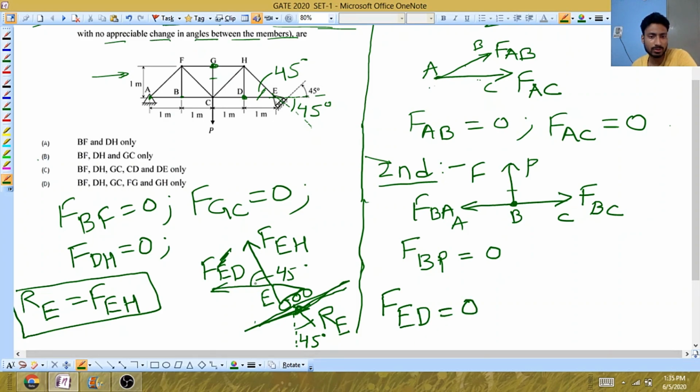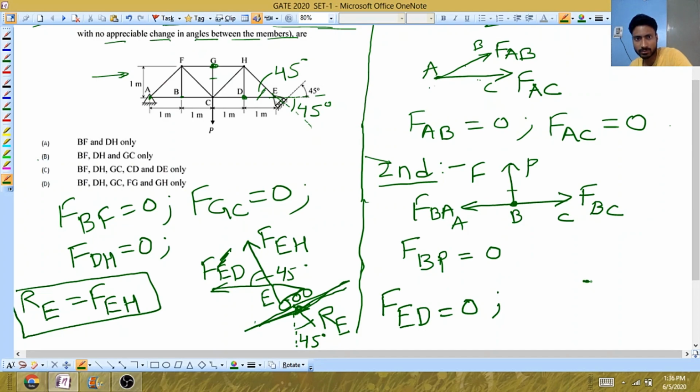Just you need to draw this, and it's a case of geometry. No need to do anything extraordinary. Just draw the geometry, take net force along the line equals to 0, net force perpendicular to the line equals to 0. You will get it. You will see that FEH is same as RE, but there is no force to balance FED, so FED will be 0. Now apply method of joint at point D.